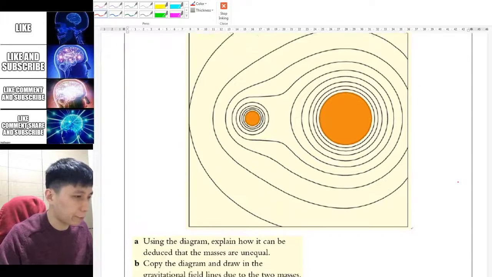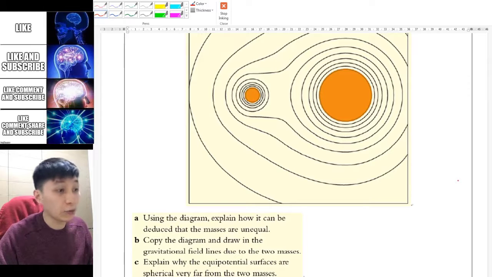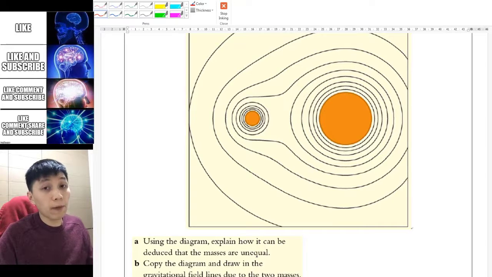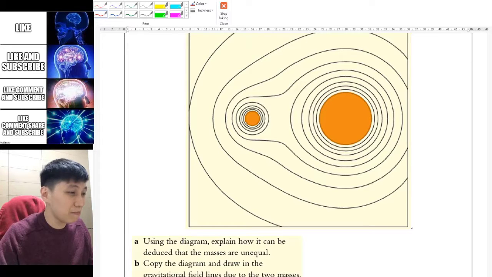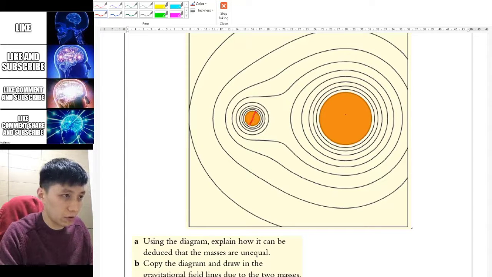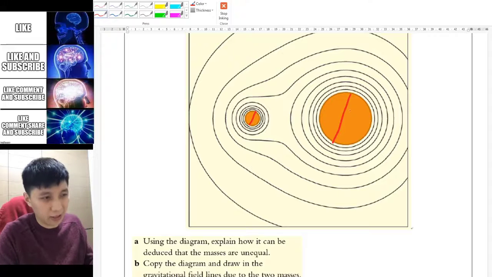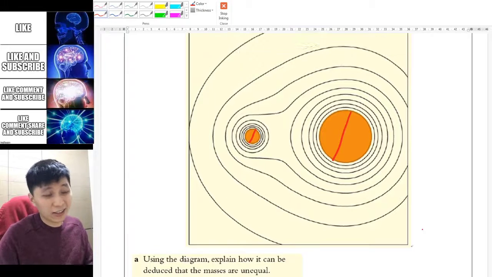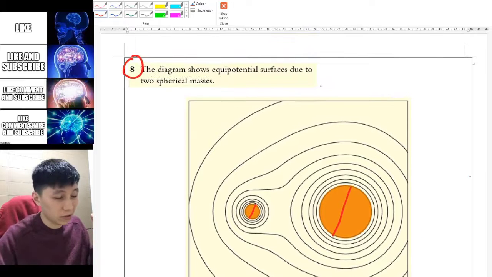A few moments later. Alright, let's look at question 8 first. So part A asks you how you can deduce that these two masses, the orange one obviously, are unequal in mass. From my memory, I can recall some of my students who might naively believe, because you can see the size of these two, like this is smaller and this is bigger, and that will be the explanation. Very superficial. The question never said they are the same material or the same density.